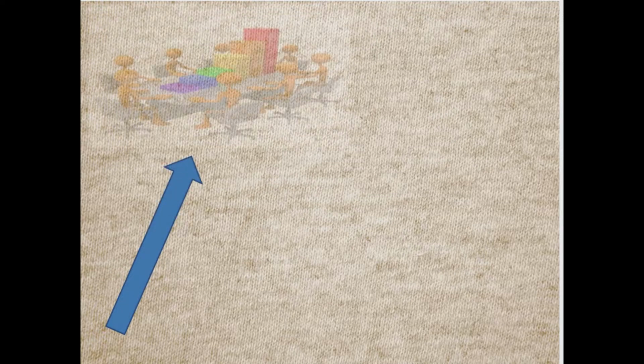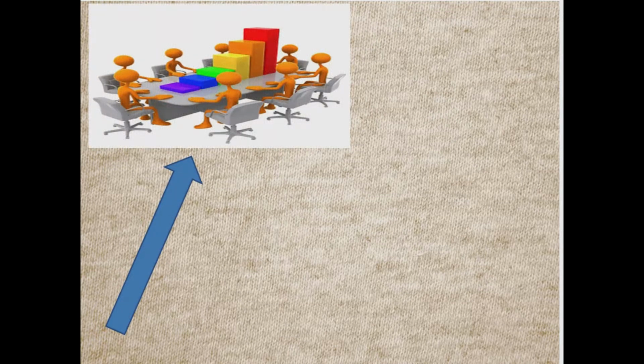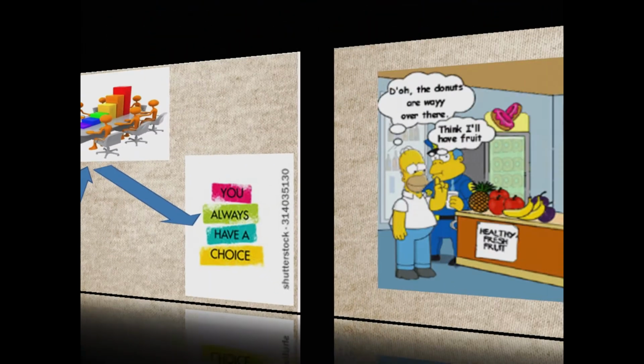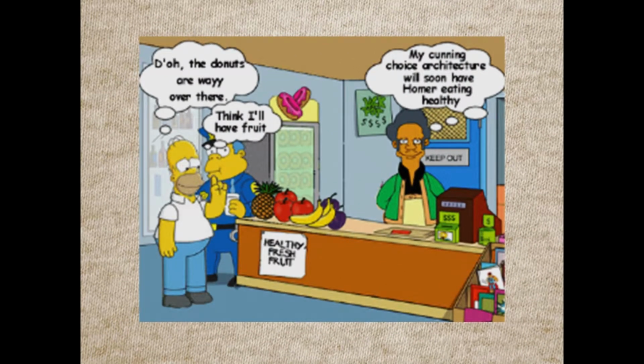Choice architects therefore attempt to move people or nudge them in a direction which will make their lives better. The example of libertarian paternalism they use is nudges are not mandated. However, putting the fruit at eye level is a nudge. Banning junk food is paternalistic control.